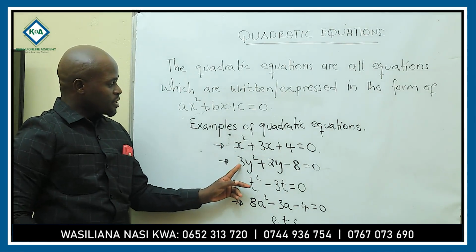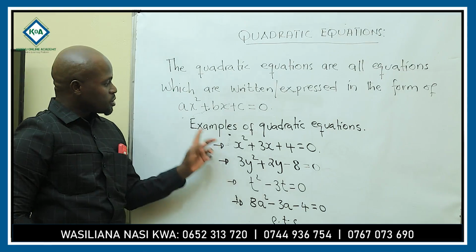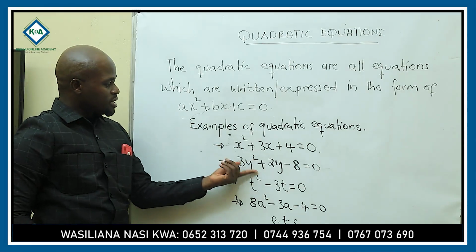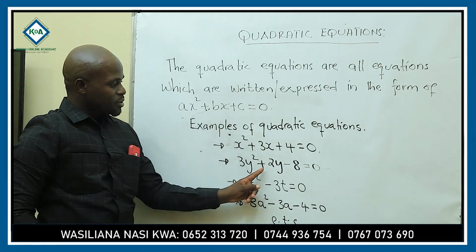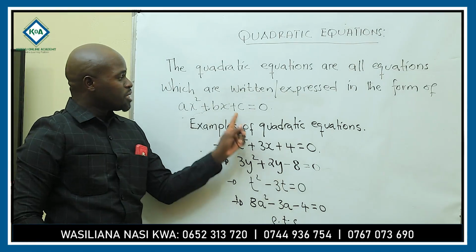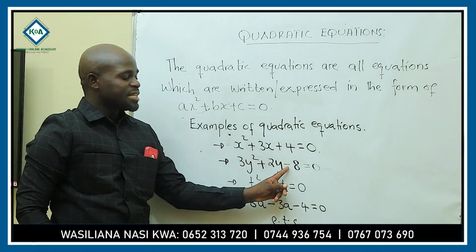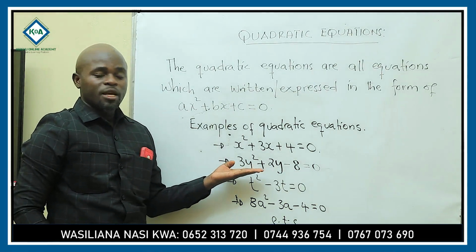Also, here we have 3y squared. Instead of x, we have used y. So it is 3y squared, the same as ax squared, plus bx. So here is plus 2y. So our bx here is 2y, then plus c, our c is negative 8, is equal to 0. So also this is a quadratic equation.